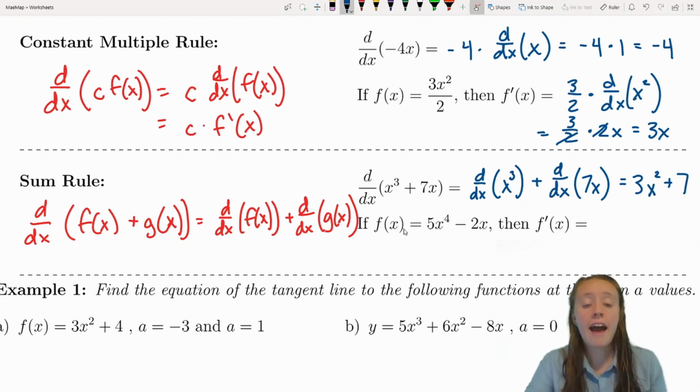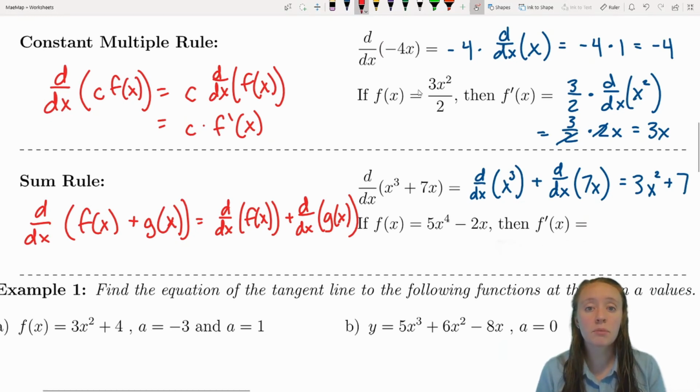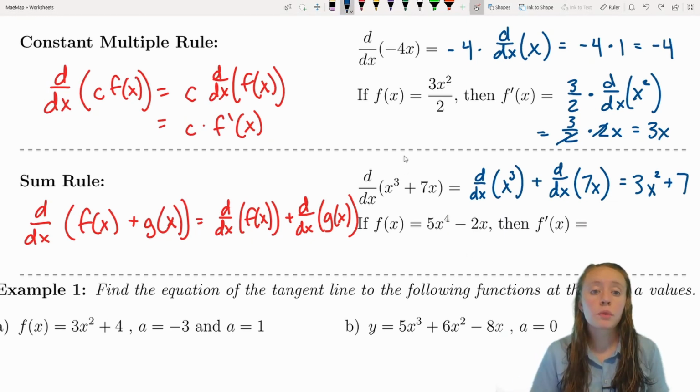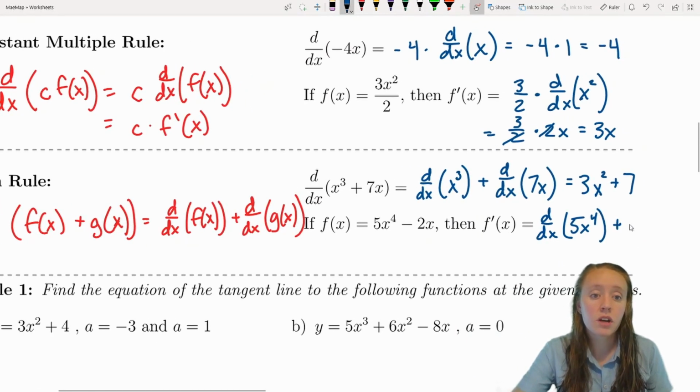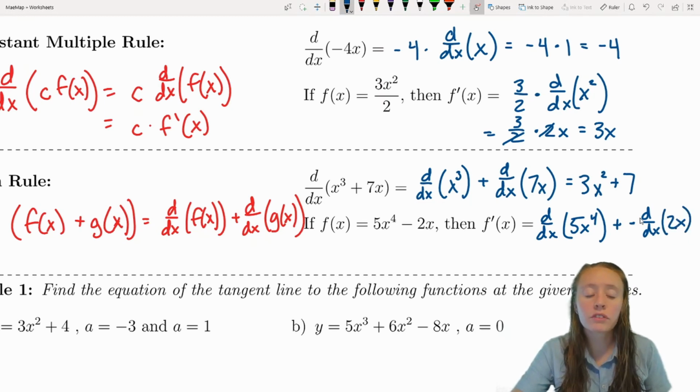Lastly, we're going to look at f of x equals 5x to the 4th minus 2x. Then, what exactly is f prime of x? And I want to make a note that with the sum rule, we can think of this subtraction as adding a negative. So we're going to be taking the derivative of our first function, which is 5x to the 4th, and then we're going to be adding that to the opposite of the derivative we get with 2x. Or feel free to bring that negative within that derivative. So as opposed to adding, I'll just subtract that derivative of 2x.